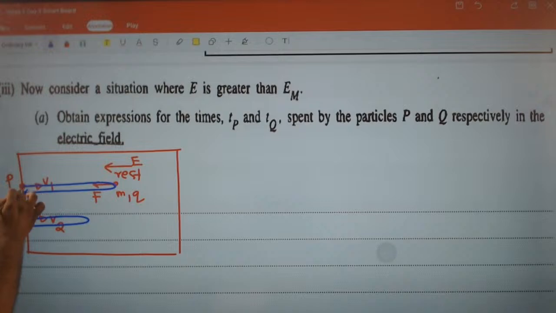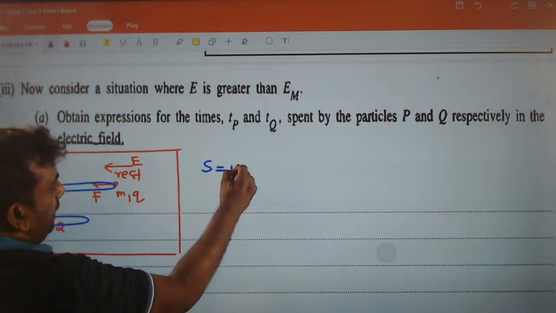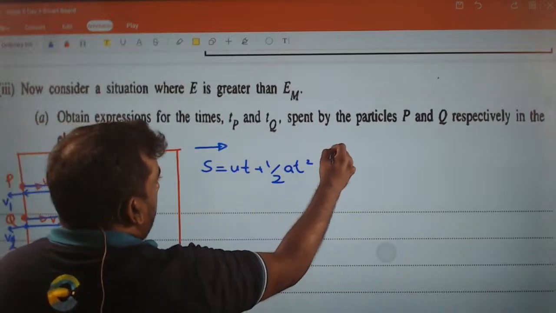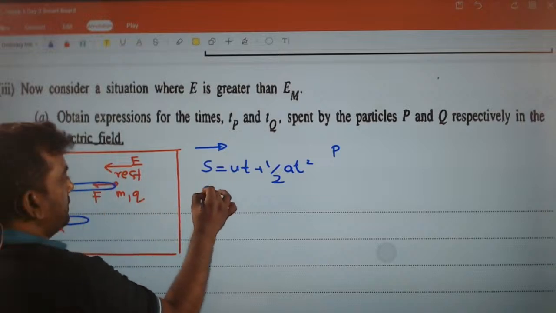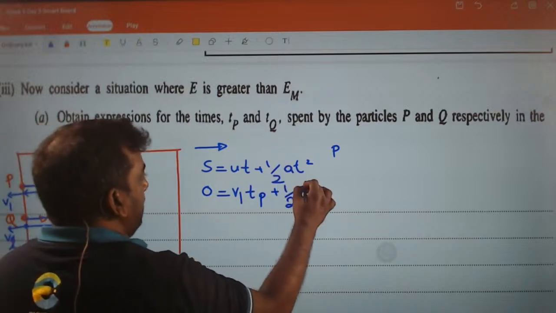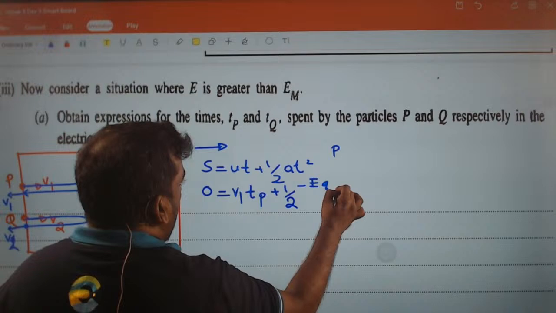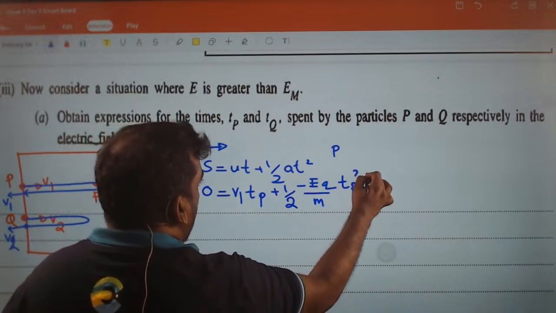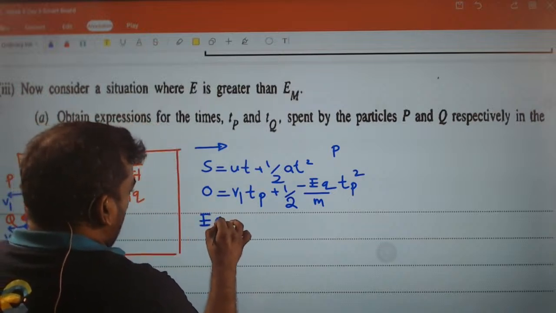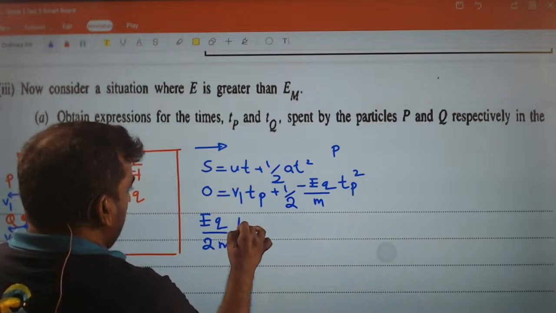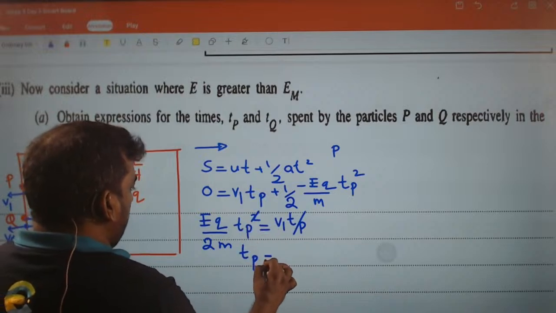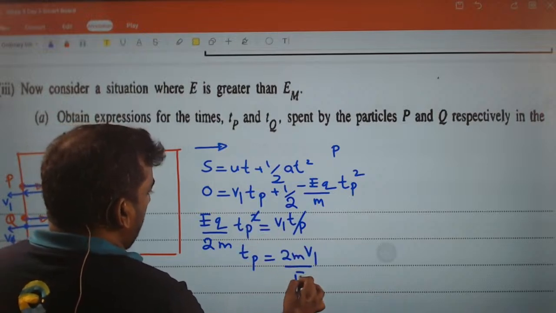So what can you say about the displacement? Displacement is 0. S equals ut plus half a t squared, going forward on P. Going and coming back means displacement 0. V1 times Tp, plus half the deceleration, minus EQ over m, times Tp squared. Simplify this carefully. EQ over 2m Tp squared equals V1 Tp. Tp is not 0, so you cancel it off. Tp is 2m V1 divided by EQ.